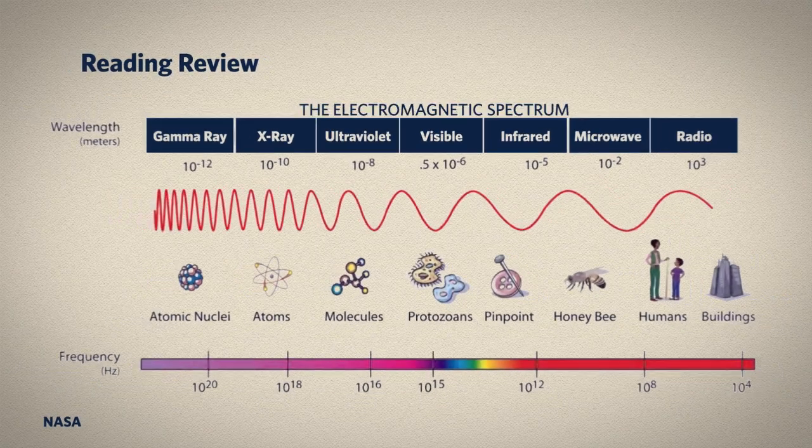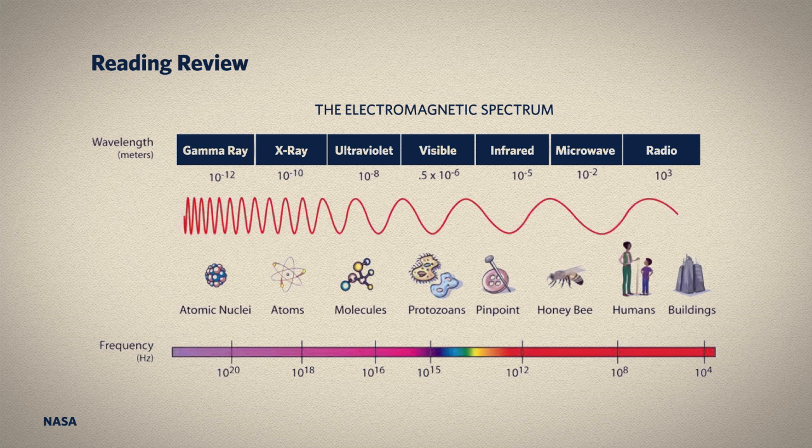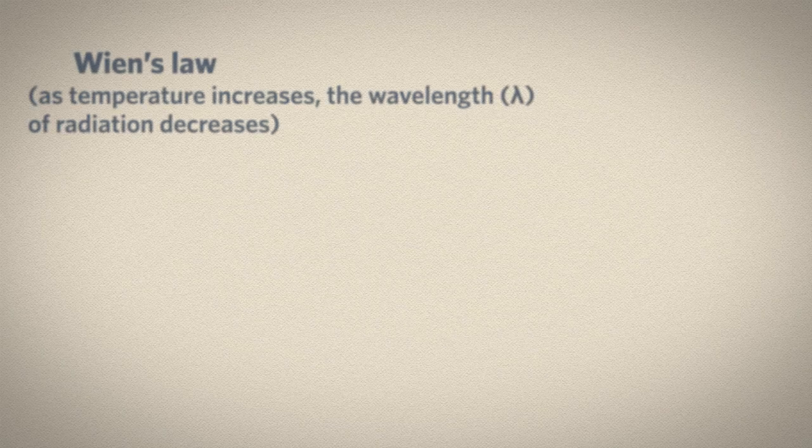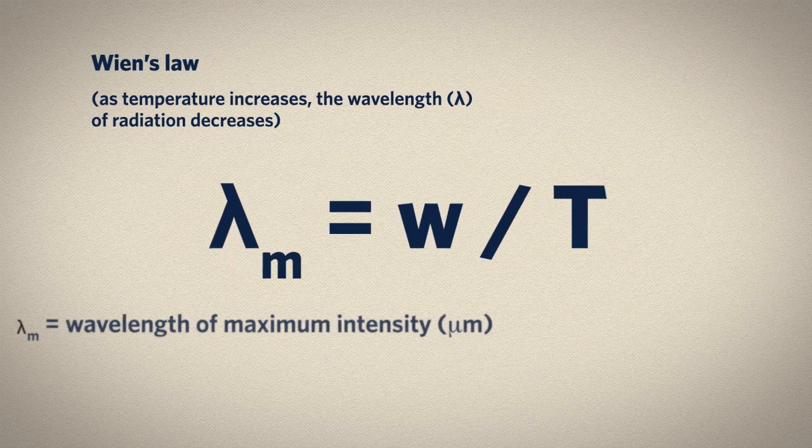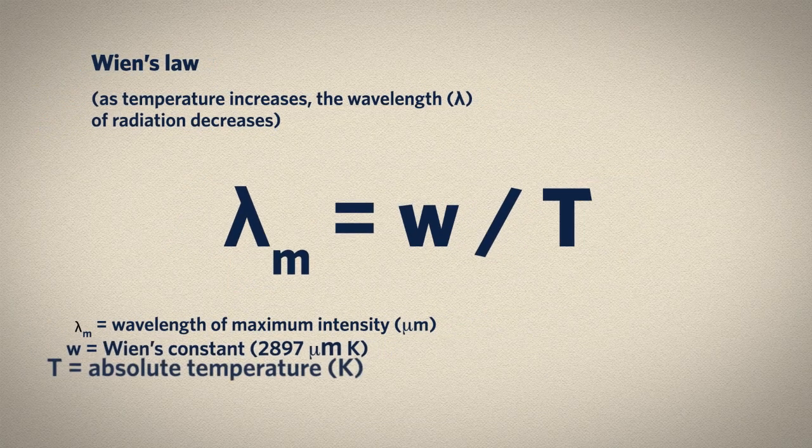Here's the electromagnetic spectrum again, which can help us see that the blue star emits shorter wavelengths than the red star. So this is pretty cool, and we can use it. There's even an equation for it. A fairly long time ago, some physicists, notably a person named Wilhelm Wien, figured out the relationship between an object's temperature and the peak wavelength of radiation that it emits.